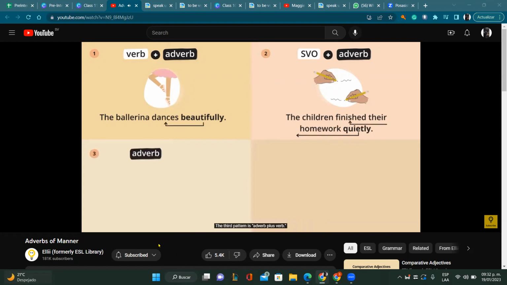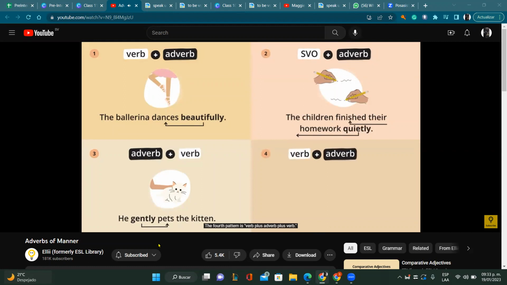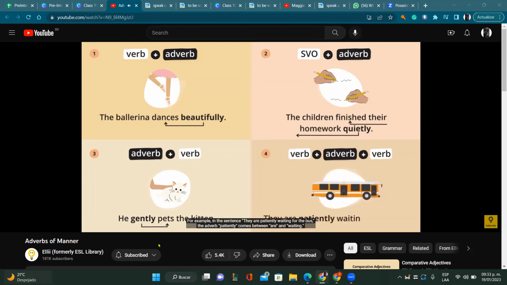The third pattern is adverb plus verb. For example, in the sentence, he gently pets the kitten, the adverb gently comes before the verb pets. Gently describes how he pets the kitten. The fourth pattern is verb plus adverb plus verb. When a verb has 2 or more parts, the adverb often follows the first part of the verb. For example, in the sentence, they are patiently waiting for the bus, the adverb patiently comes between are and waiting.